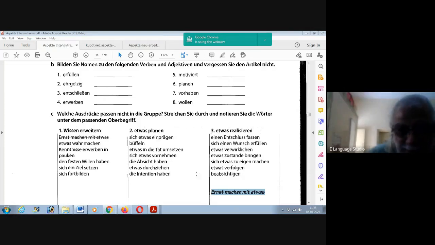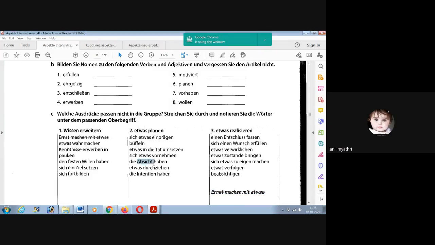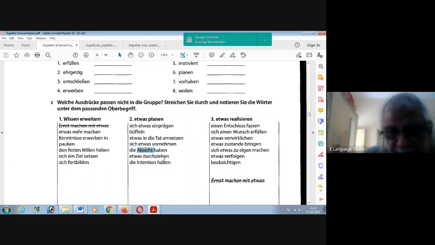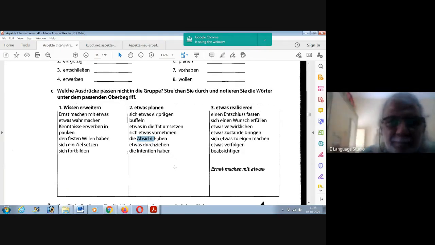Absicht ist das Nomen, das Substantiv. And if you convert this into a verb, it says beabsichtigen. If you make an adjective, das ist dann absichtlich, intentionally. Ich habe das absichtlich gemacht. I did that intentionally. Oh, das tut mir leid, das war unabsichtlich. Unintentional.